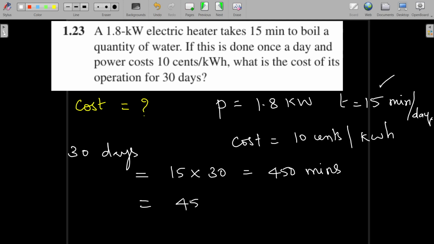Now we want to convert it into hours, right? 450 minutes make how many hours? Divided by 60 will give you that. So that is equal to 7.5 hours. So for 30 days it is actually working for 7.5 hours.